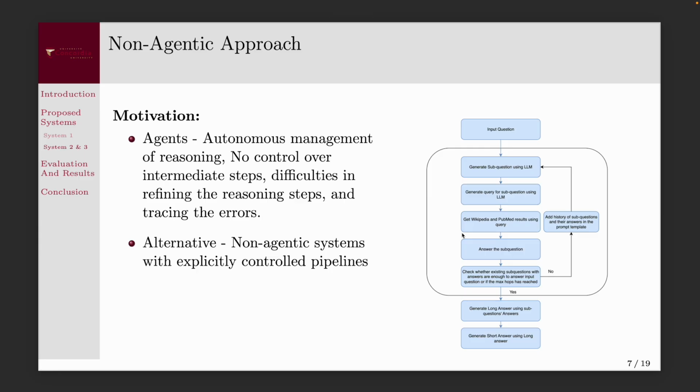And coming to systems 2 and 3, we noticed in the agentic system that it is using one prompt where every step is autonomously managed by the agentic framework in terms of reasoning, and we do not have any control over intermediate steps, leading to difficulties in refining the reasoning steps and also tracing the errors. To address this, we propose another alternative, that is a non-agentic system with explicitly controlled pipelines.